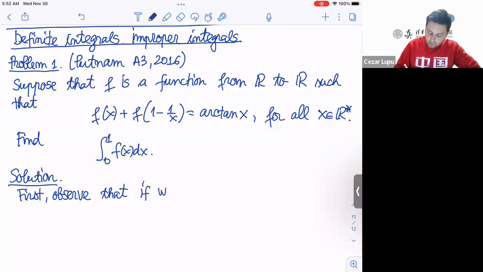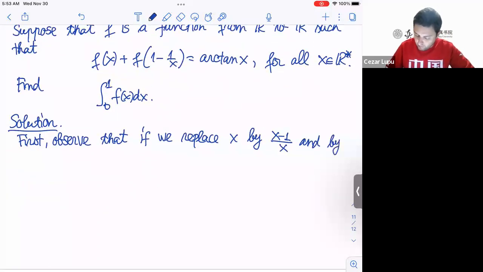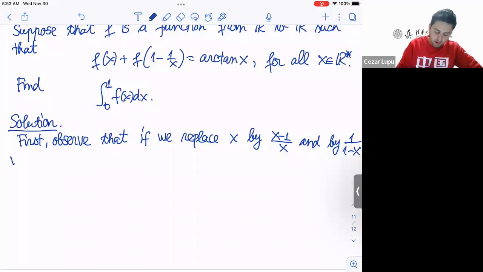So first, observe that if we replace x by 1 minus 1 over x, so by x minus 1 over x, and then by 1 over 1 minus x, we see this will be, just like I said, cyclic. So basically we obtain these functional equations. Let me write the first one again. Let me denote this by 1.